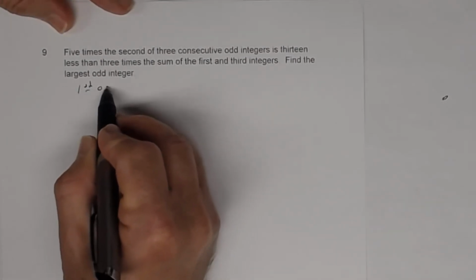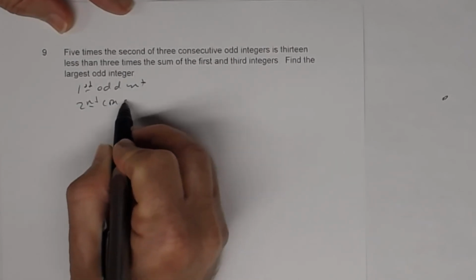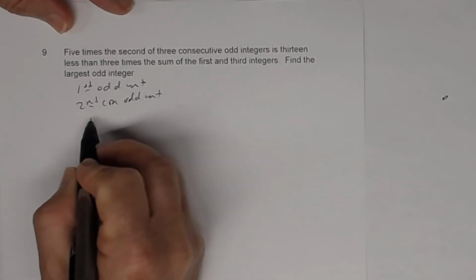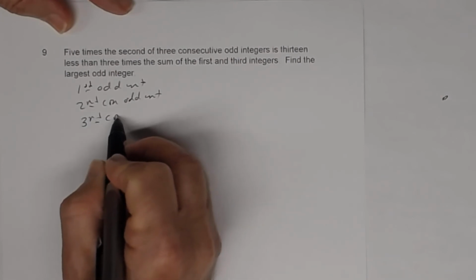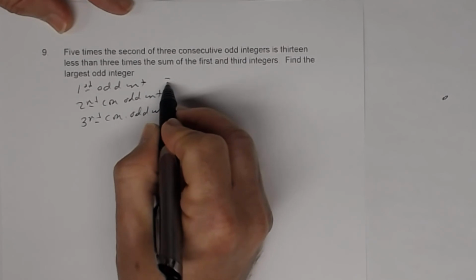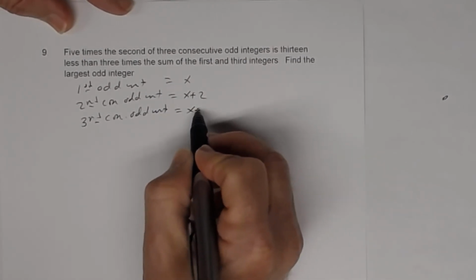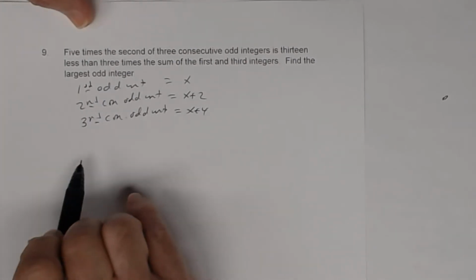First odd integer, second consecutive odd integer, third consecutive odd integer. Okay, so my first one's x. What's the next one? x plus 2. And what's the next one? x plus 4. All right, now let's write our equation.